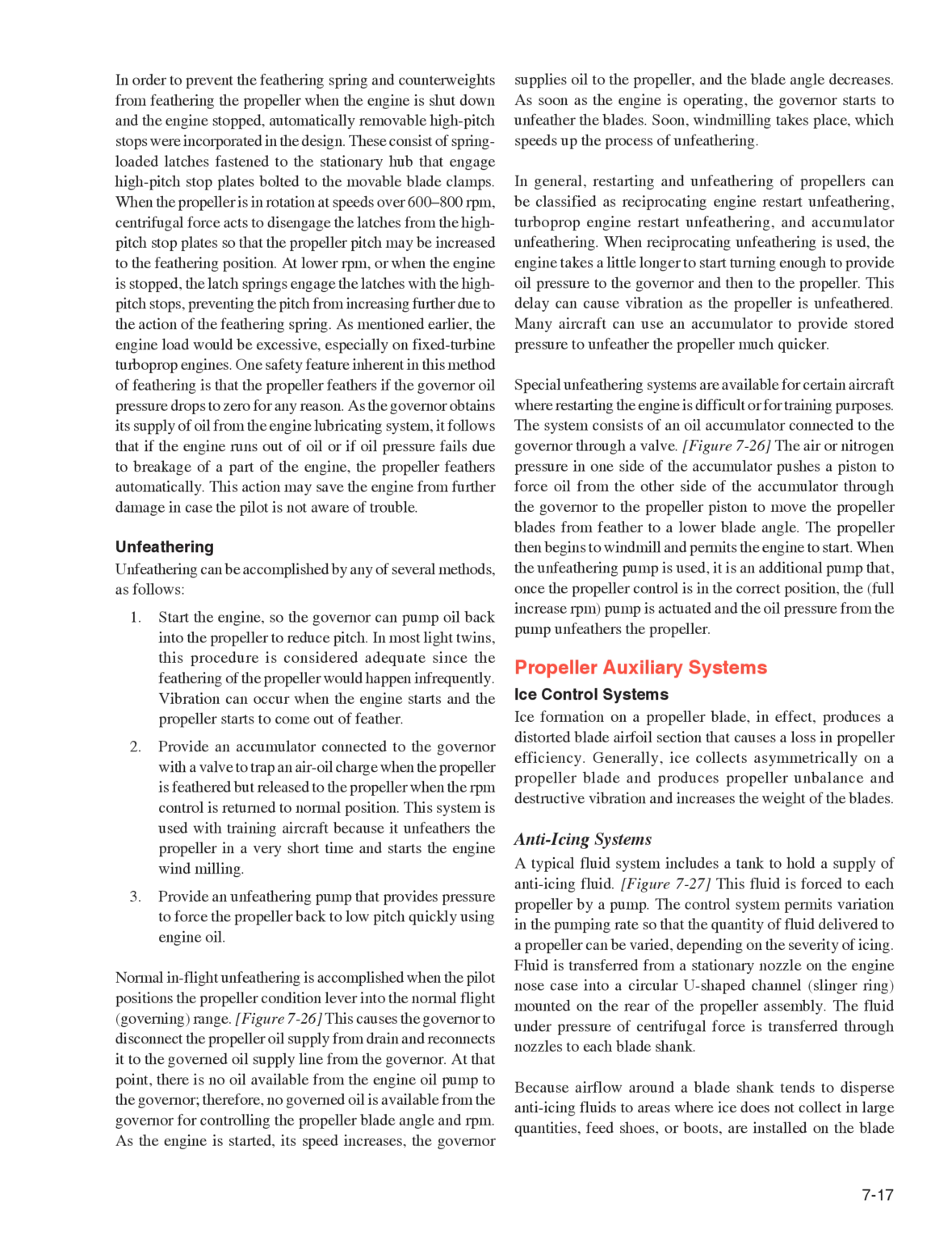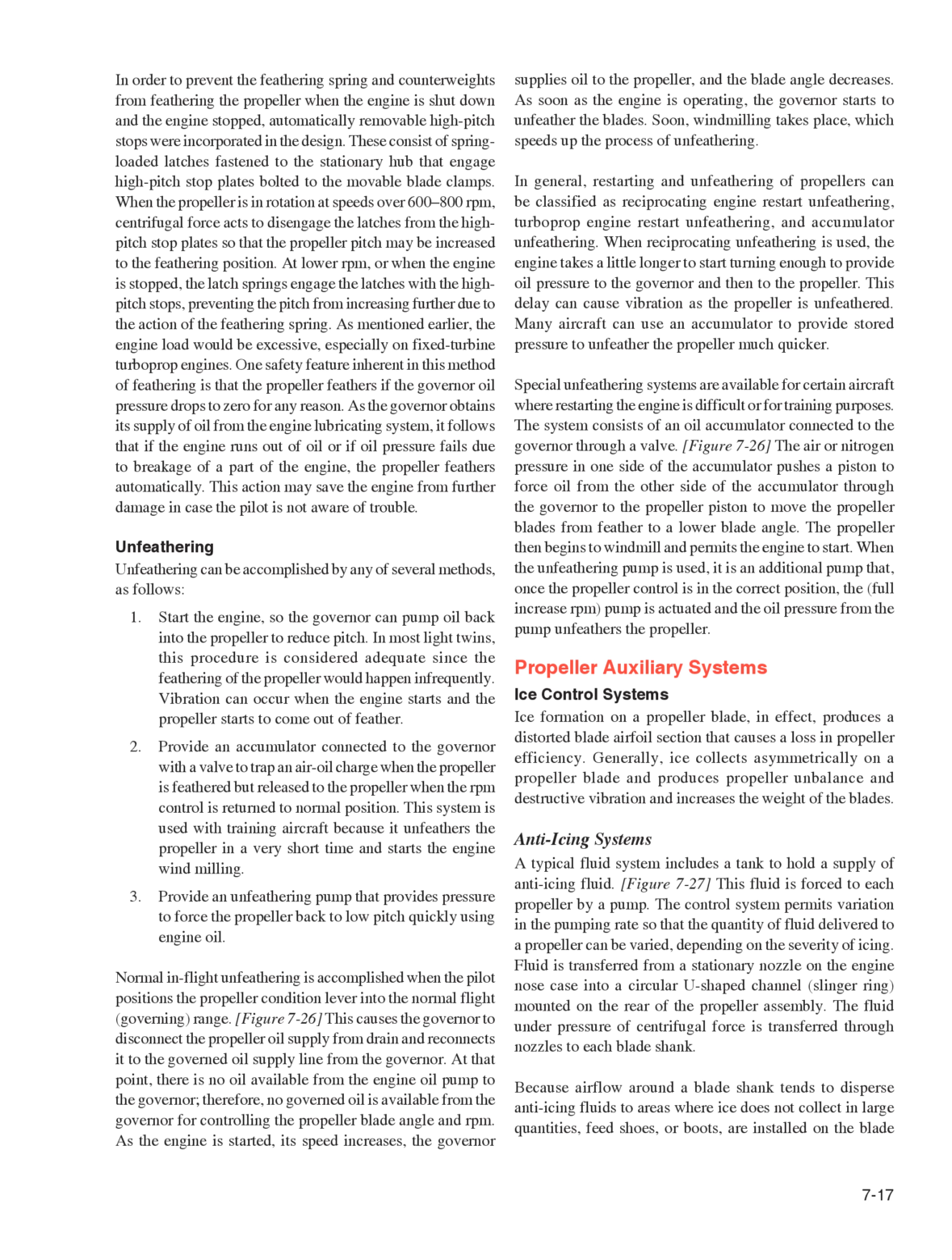Unfeathering can be accomplished by any of several methods, as follows. 1. Start the engine, so the governor can pump oil back into the propeller to reduce pitch. In most light twins, this procedure is considered adequate since the feathering of the propeller would happen infrequently. Vibration can occur when the engine starts and the propeller starts to come out of feather.